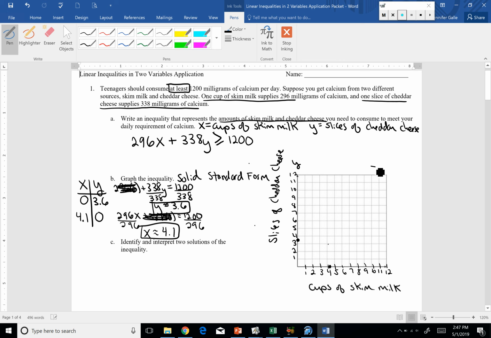And mine's not super straight. They never are up here. That's pretty good. And we set a solid line. Make sure you be careful with your dotted and your solid. There will be some that are dotted today.